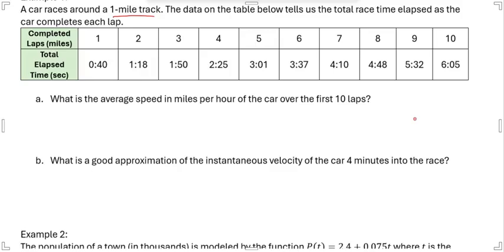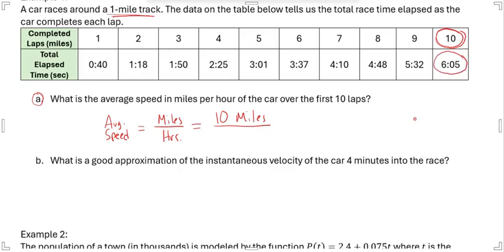And what we want to know for question A here is, what is the average speed in miles per hour of the car over the first 10 laps? So if we want the average speed, we don't have to use the formula from above, and we'll do that a little bit later in the video, that f of b. But for now, let's just think about it as, okay, if we know how far the car went, that is the number of miles, and we divide it by the number of hours, then we're going to know how fast the car went. Well, what we know is that each lap is exactly 1 mile. So if 10 laps took place, that was exactly 10 miles. And it took 6 minutes, 5 seconds.